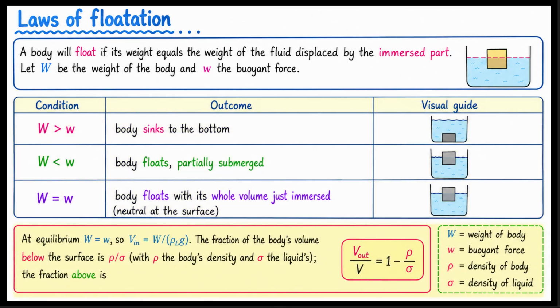For the floating case, the immersed volume is Vn equals W over rho L g. The fraction of the body's volume that sits below the surface is rho over sigma, body density divided by liquid density. The fraction that pokes above the surface is V out over V equals 1 minus rho over sigma. Watch that ratio carefully. The denser the body, the larger the submerged fraction.